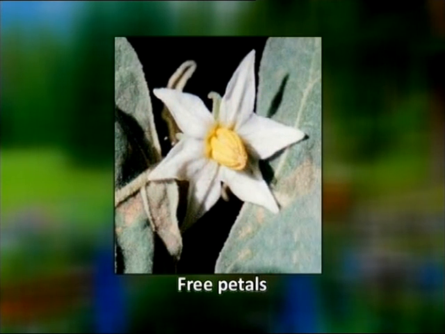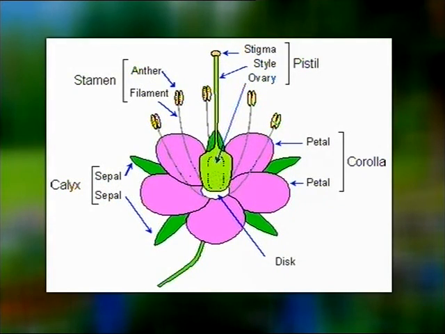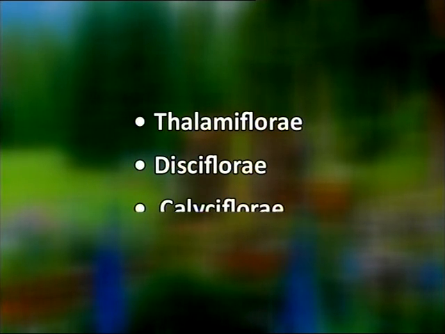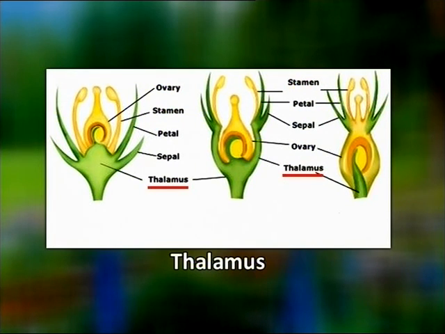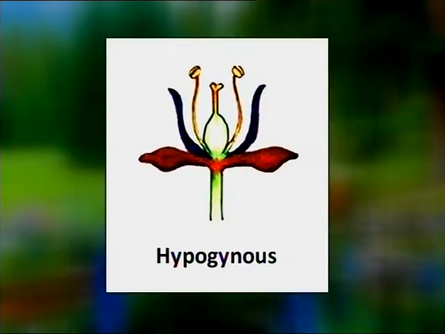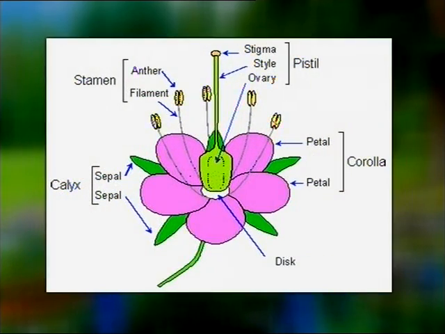Subclass first, Polypetalae. Plants having flowers with free petals come under Polypetalae. The flowers are with distinct calyx and corolla. It is further divided into 3 series: Thalamiflorae, Disciflorae and Calyciflorae. Series first, Thalamiflorae. It includes plants having flowers with dome or conical thalamus. Ovary is superior. Petals and stamens hypogynous, disc present. Thalamiflorae includes 6 orders and 34 families.